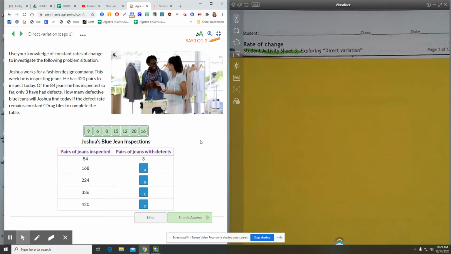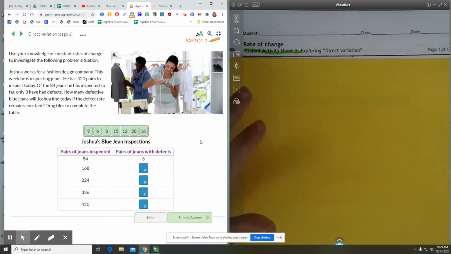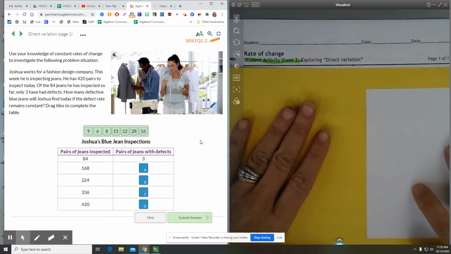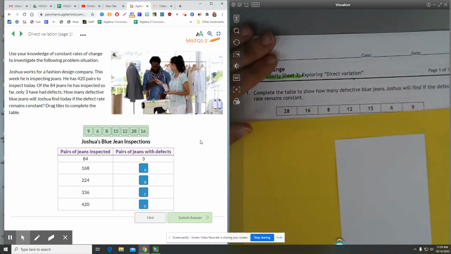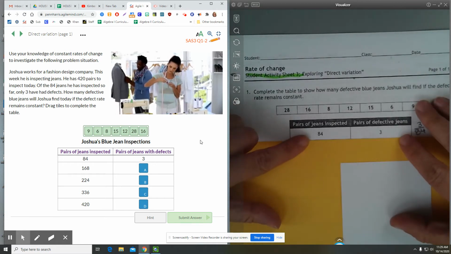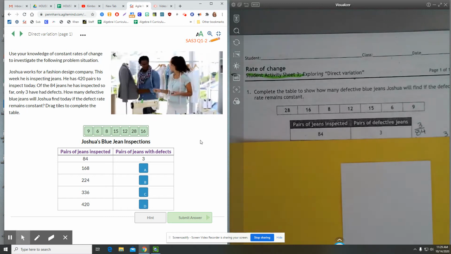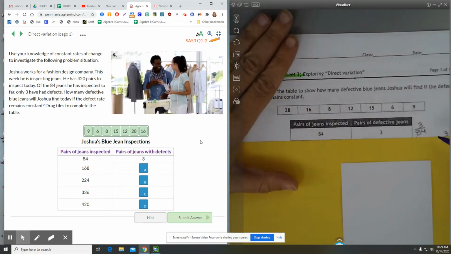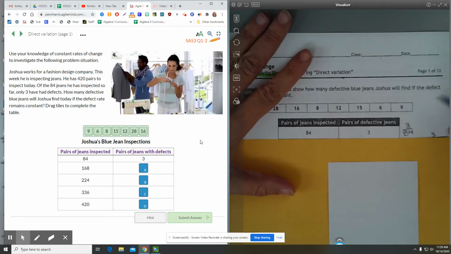Okay. So in order to do this, we're going to do a couple of things here. What I want to do first is talk about what we know. We know that of the 84 that Josh has inspected, 3 are defective. So what I want us to do is take this and simplify it. Can I reduce that? And the answer is yes.